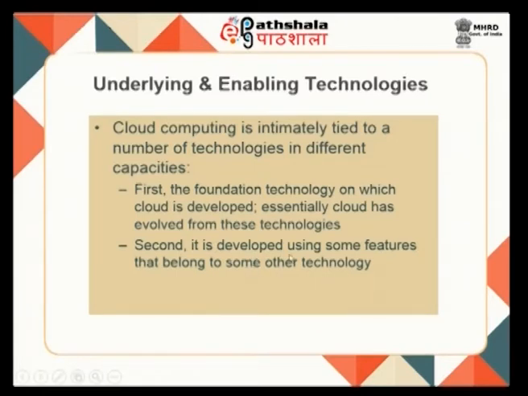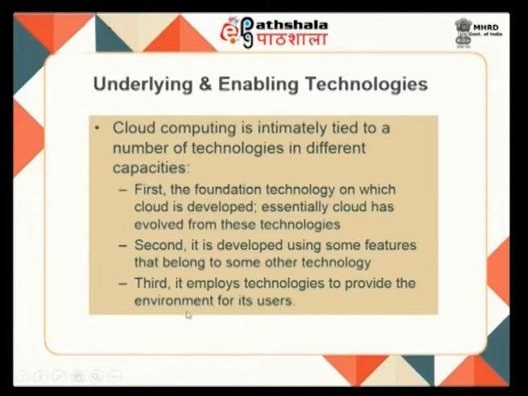The second is that the cloud is developed based on the features of some technologies without which the typical characteristics of cloud cannot be obtained. These are called the enabling technologies. And the third set, which provides some specific requirements for the users, are technologies which perhaps are going to change if the requirements of the users change. These are what we call the dependent technology. So, let us now see for cloud which are its foundation technologies, which are its enabling technologies, and which are its dependent technologies. So, first the foundation or the underlying technologies.